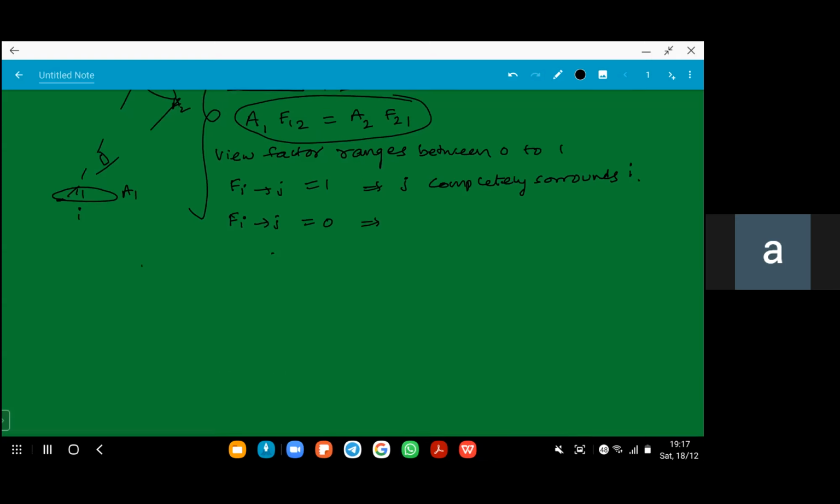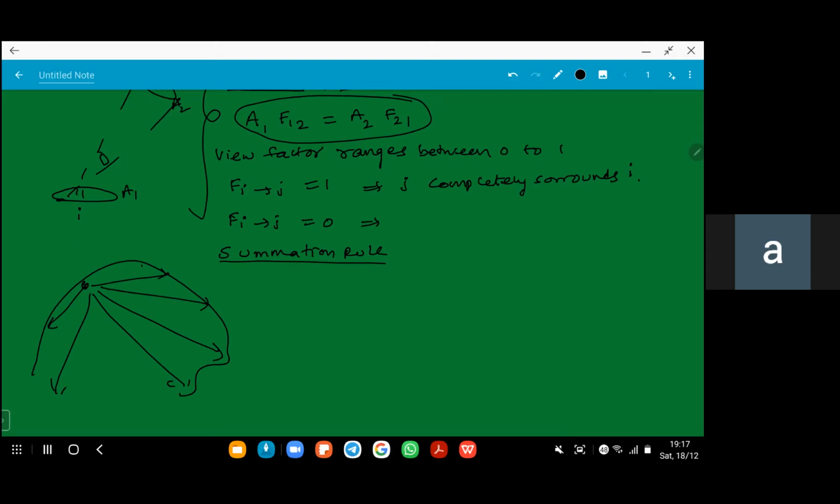The other tool to solve the same is the summation rule. What is the summation rule? Suppose you have some surface like this, and this is a source. So I imagine that these are all n different closed boundaries.